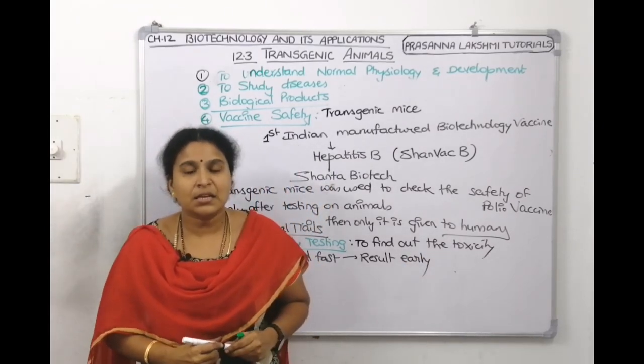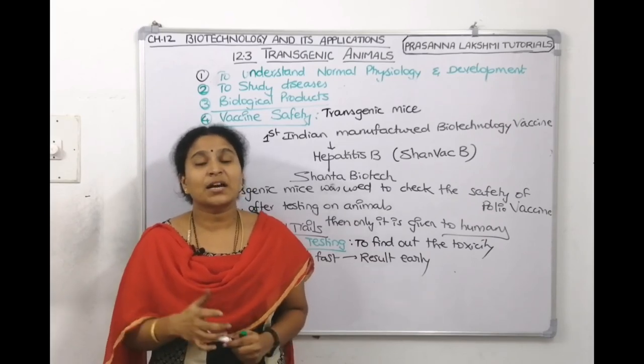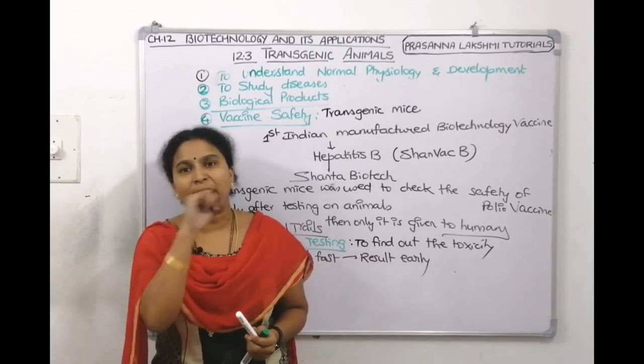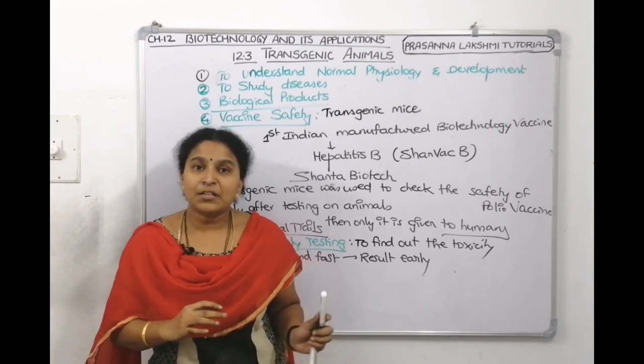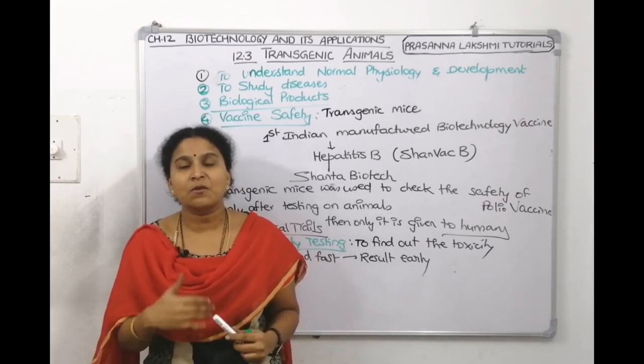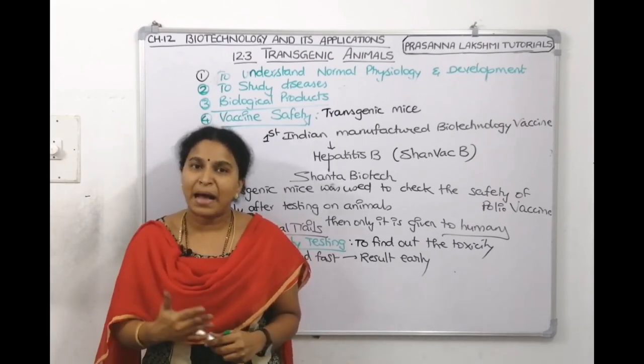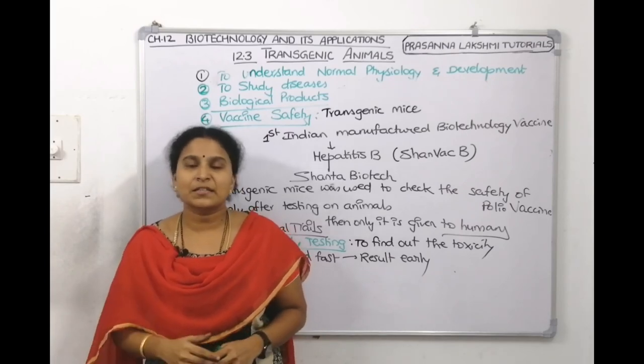Now, corona vaccine, like the whole world struggled and prepared a vaccine. Still, it took 1 year to prepare the vaccine. Now, if the results are fast, you can prepare the vaccine very early so that we can save mankind from dreadful diseases and all those things.